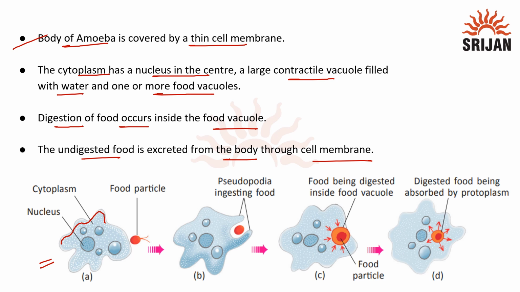Here we can see the process of ingestion and excretion in amoeba. Here this is the prey or the food particle that amoeba is going to consume with the help of this projections called as pseudopodia. Here a temporary food vacuole is formed in which the food is digested and remaining undigested material will be removed out from this cell membrane.